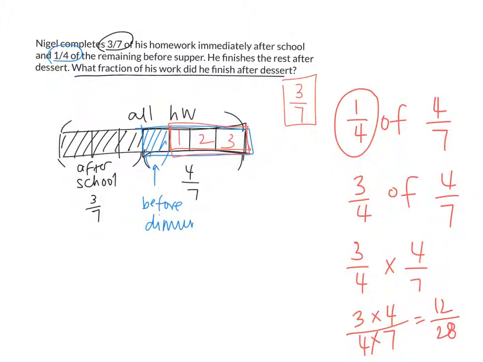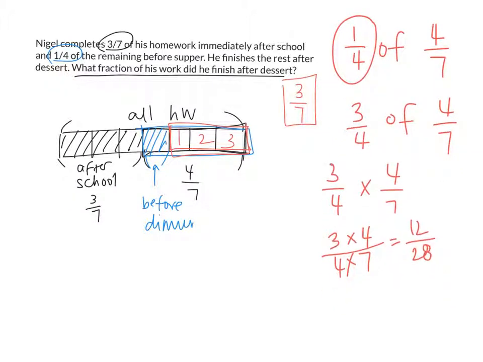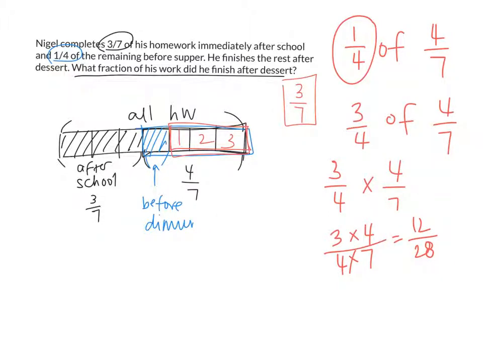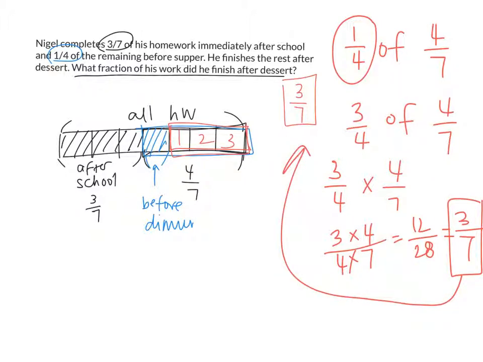Now both of those numbers are divisible by 2. Actually, they're both divisible by 4. So 12 divided by 4 is 3. And 28 divided by 4 is 7. So again, we end up with 3 sevenths of all of his work. So again, we've proven that pictures and numbers are related, and in fact, they are the exact same thing.